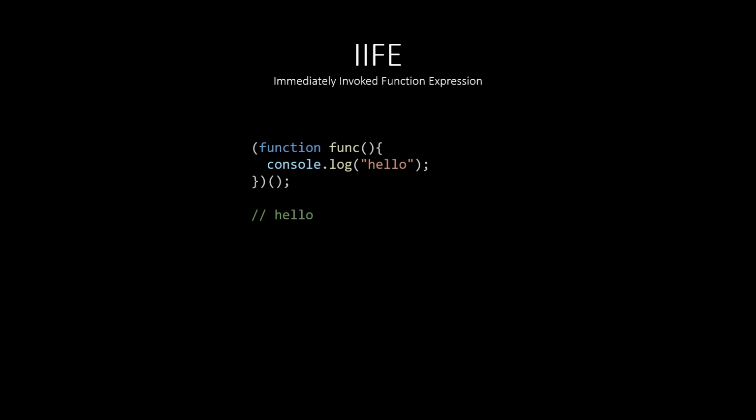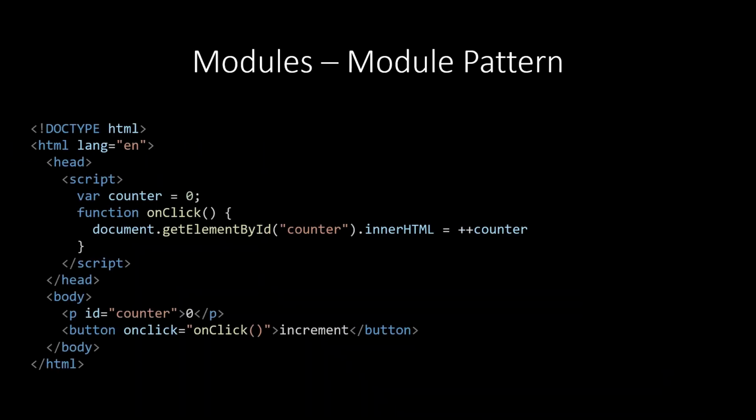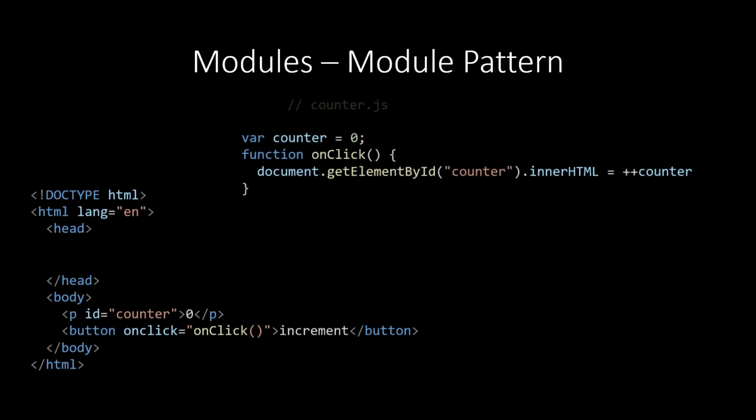So let's see how we used to do code splitting in olden days. Let's say we have a counter application. I do not have a visualization of this, but the code is simple enough. There is a function onClick that assigns to an HTML an incremented counter. Nothing much complicated. And let's say we want to extract that function into a separate file.